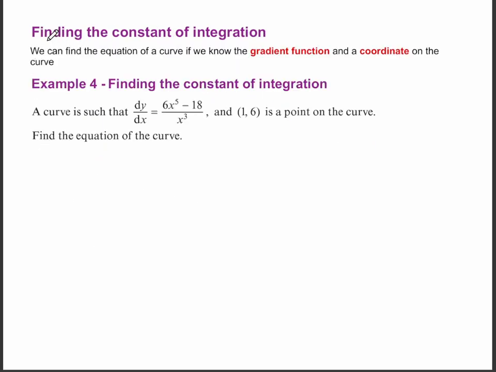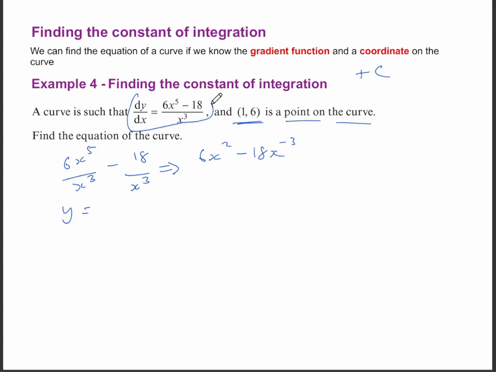Next up, we're going to see an example where you're actually finding that plus c. So a curve is such that the derivative of that curve is 6x power 5 minus 18 over x power 3. And we can write that as 6x power 5 over x power 3 minus 18 over x power 3, which is just going to be 6x squared minus 18x power negative 3. Then we also have that this right here is a point on the curve. Then we're told to find the equation of the curve. So we want to find our equation y. So y equals something.